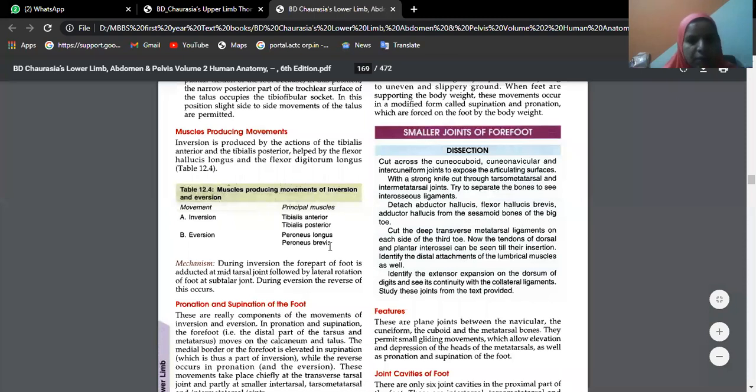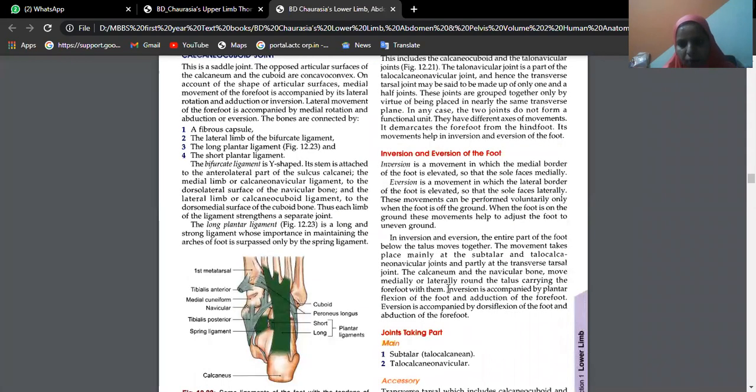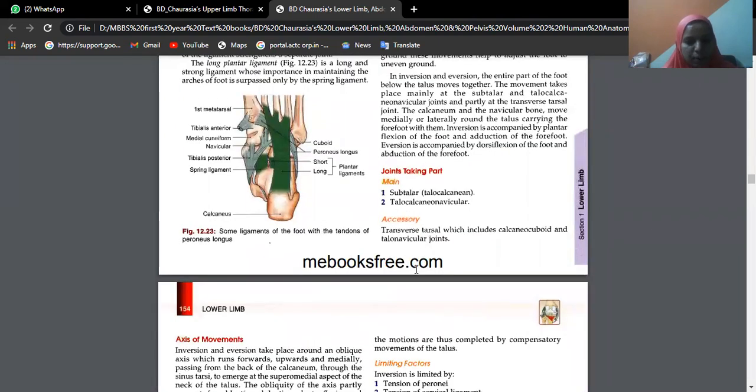See, inversion and eversion. If you keep your foot in such a way that your sole is facing towards the midline, that is inversion. And if you turn your foot in such a way that your sole is facing outwards, you call it eversion. Inversion is brought about by tibialis anterior and posterior. Eversion is brought about by peroneus longus and peroneus brevis. Okay, beta? This also has been put in paragraph form. Just read once, you will definitely understand. Okay? Page 53, it has been given.